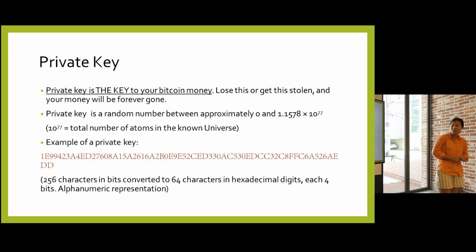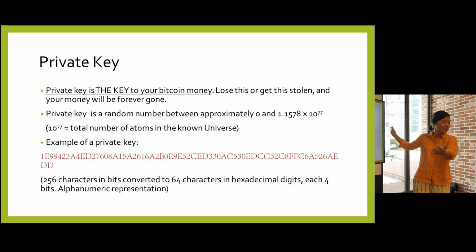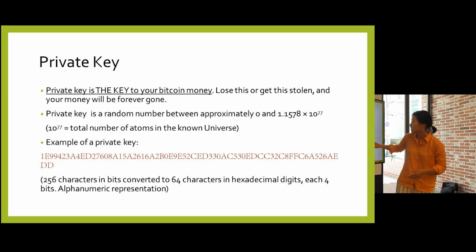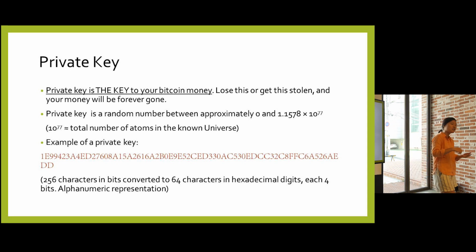Alright, so here's an example of a private key. This doesn't really look like a large number, right? It fits on the screen, but this is actually a converted version of some number, and that actually has 256 bits. Here we have 64 characters. And this format we call a hexadecimal digit, where each character represents 4 bits of information. So 64 times 4 is 256.